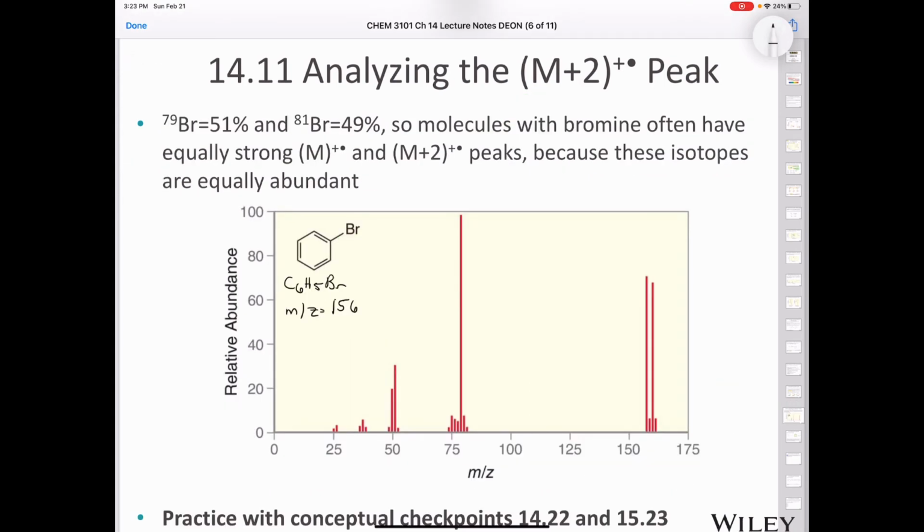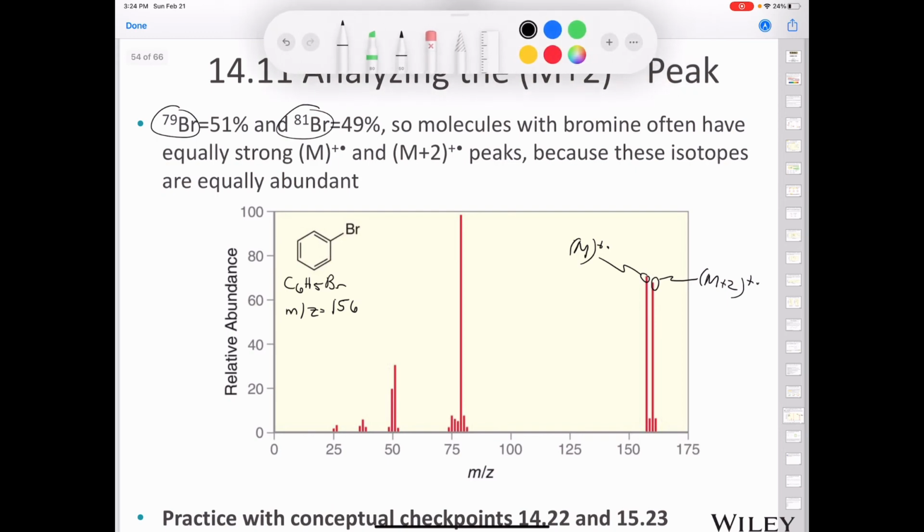Compounds containing bromine also give a characteristic pattern. Bromine has two isotopes, bromine-79 and bromine-81, that are almost equally abundant in nature, 51 and 49% respectively. Therefore, compounds containing bromine will have a characteristic peak at M+2 that is approximately the same height as the molecular ion peak. For example, consider the spectrum shown here for bromobenzene.